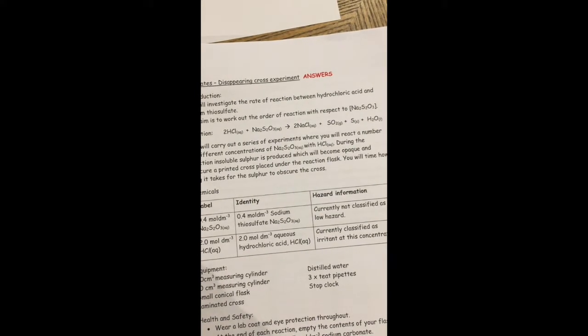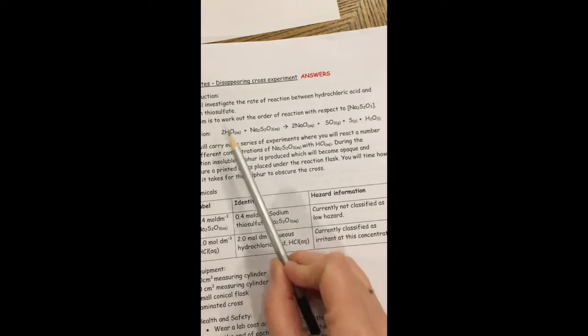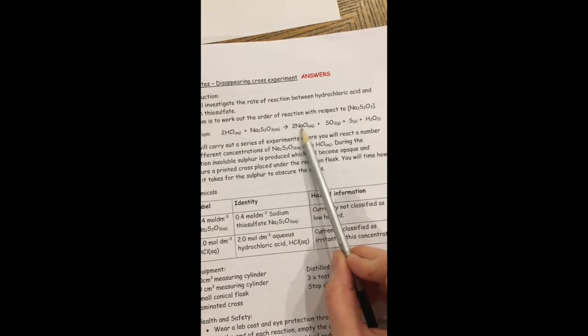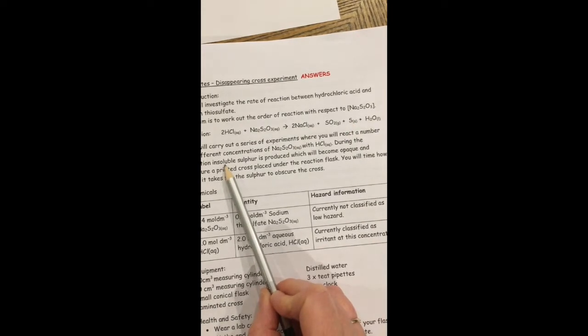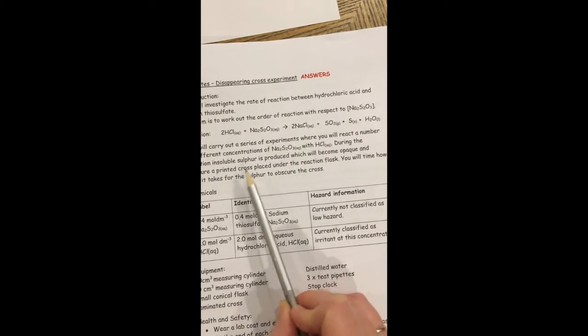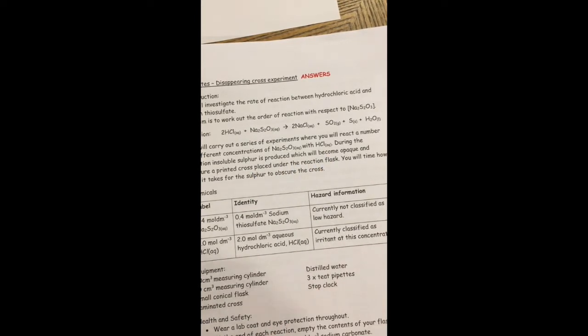Hi, this is some feedback on PAG 10.4. This was your initial rates experiment. We called it the disappearing cross experiment. This is where you did a reaction between sodium thiosulfate and hydrochloric acid, and one of the products formed was a solid, solid sulfur, and so that forms a precipitate. It's an insoluble sulfur, and that caused the cross underneath the reaction flask to disappear. So you timed how long it took for that to happen.